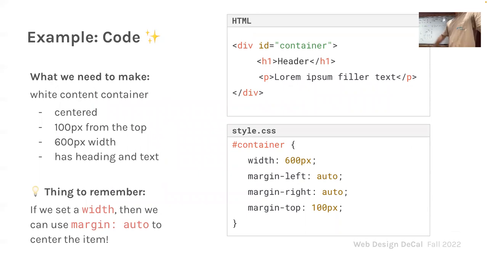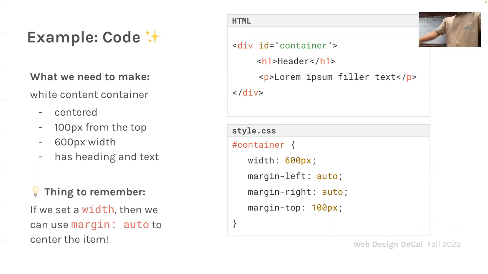So HTML is at the top where we have the container and then H1 and P tags. And the container is 600 pixels, and you have margin left auto and margin right auto. Basically, if you give an element a width and apply margin left auto, margin right auto, it'll automatically center the element in the page horizontally. And then we add margin top of 100 pixels.